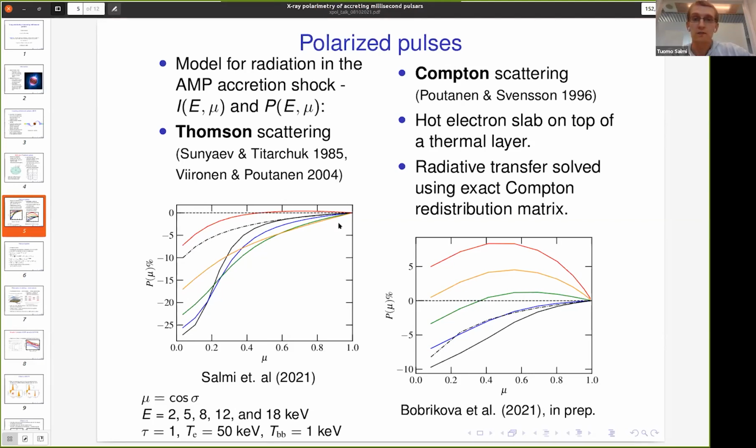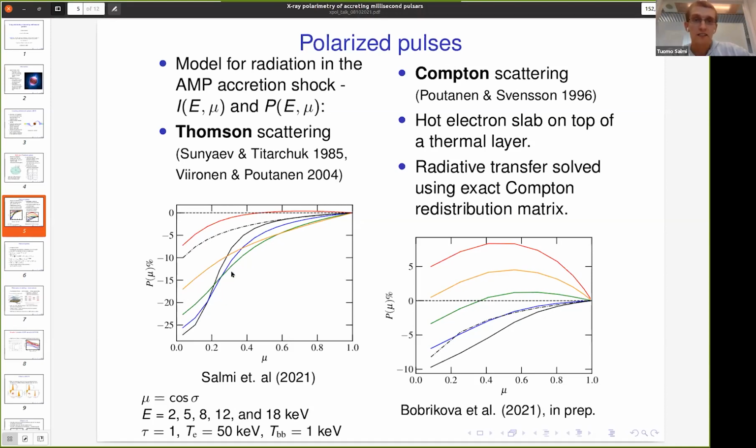So you see that when mu is equal to 1, so the emission angle is close to 0, so emitted almost in the vertical direction, then radiation is very little polarized. But if the radiation is emitted toward high angles, then it might be almost 25% polarized instead.